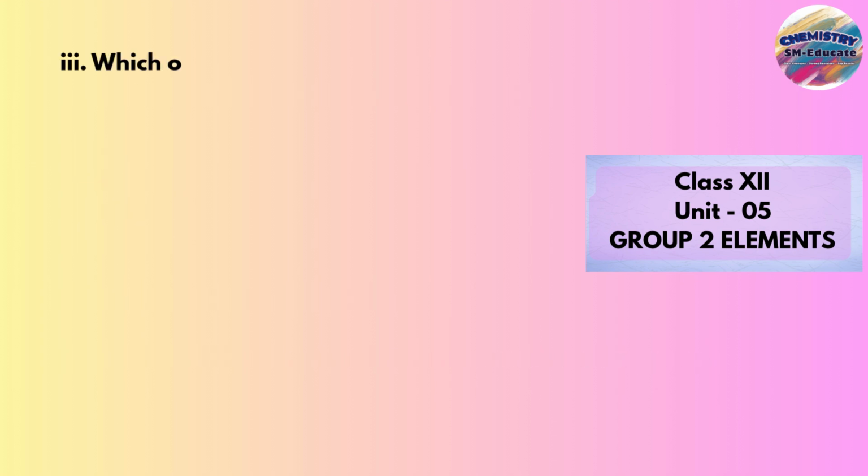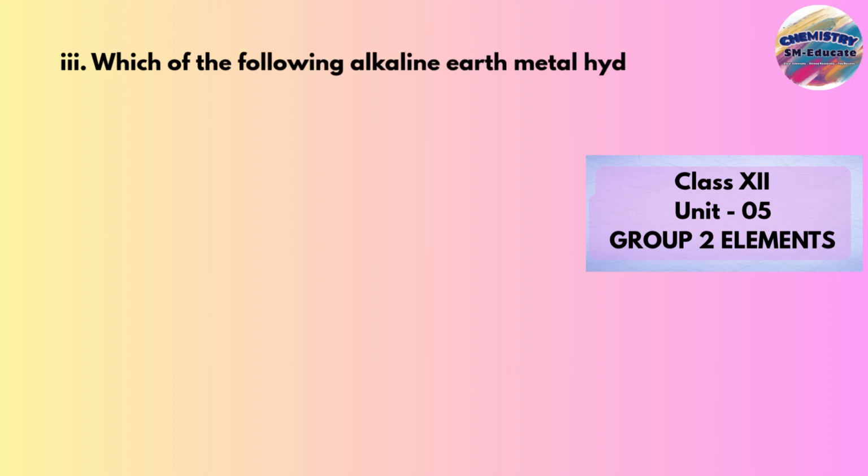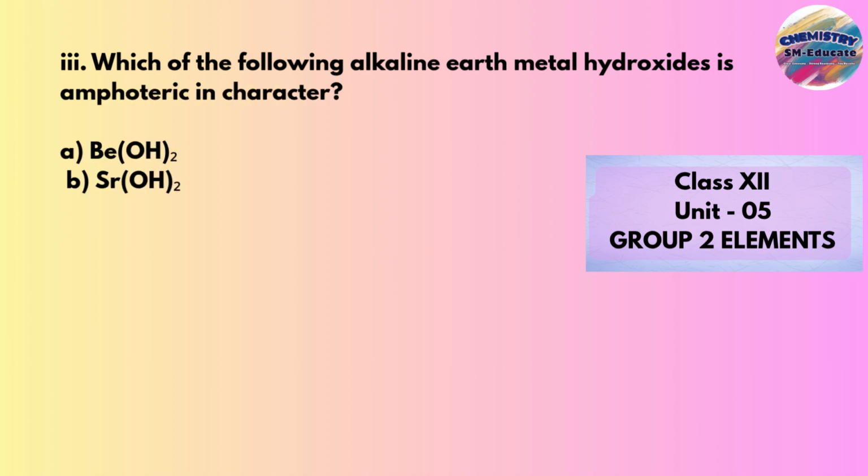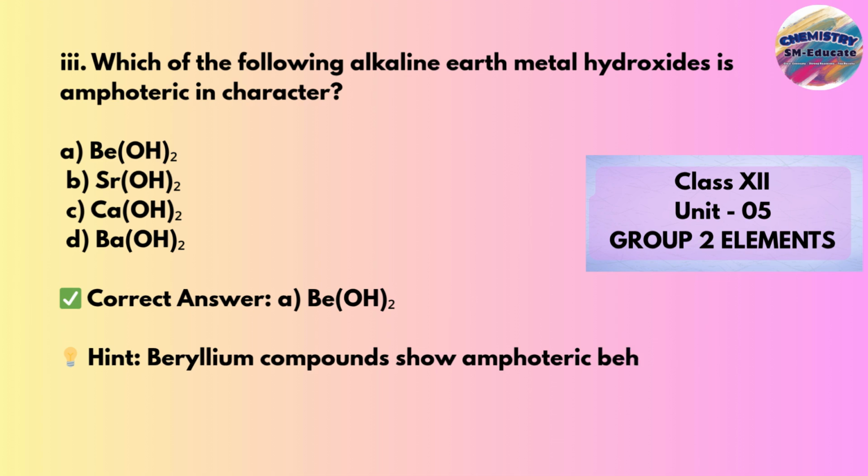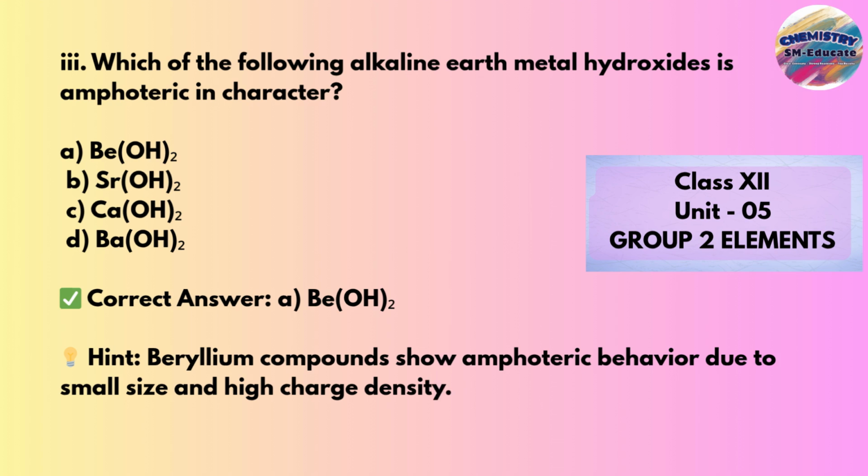Part 3. Which of the following alkaline earth metal hydroxides is amphoteric in character? A. Be(OH)2. B. Sr(OH)2. C. Ca(OH)2. D. Ba(OH)2. Correct answer: A. Be(OH)2. Hint: Beryllium compounds show amphoteric behavior due to small size and high charge density.